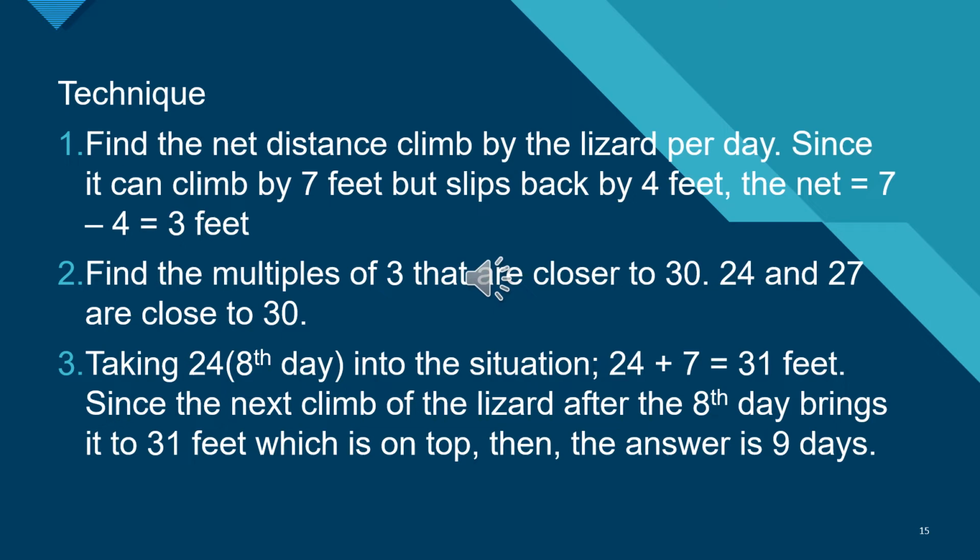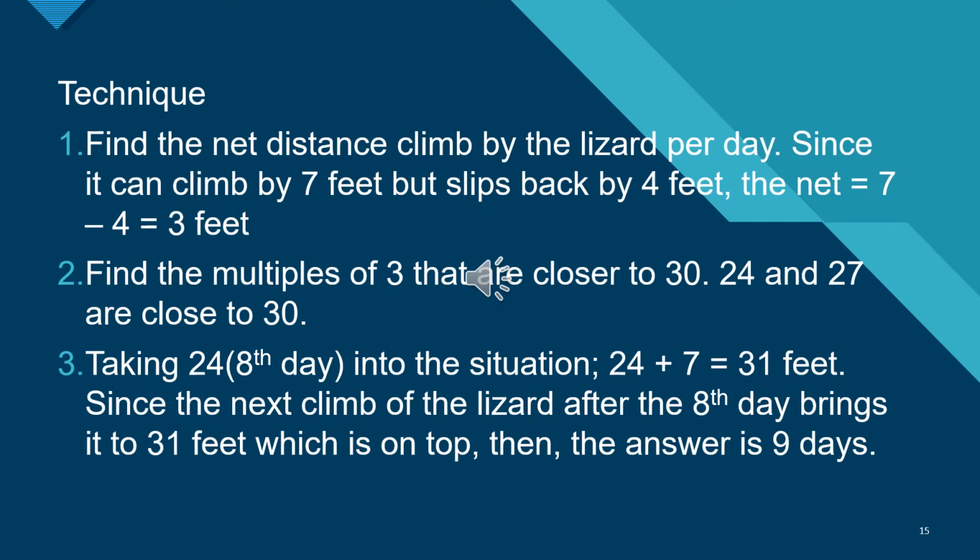Now, here's a technique that I usually do whenever I encounter this type of problem. First, I solve for the net distance. In this case, the lizard can climb up 7 feet during the day and slips back 4 feet at night. So to find the net distance, simply subtract 7 minus 4 to get 3 feet. Now 3 here is the net distance.